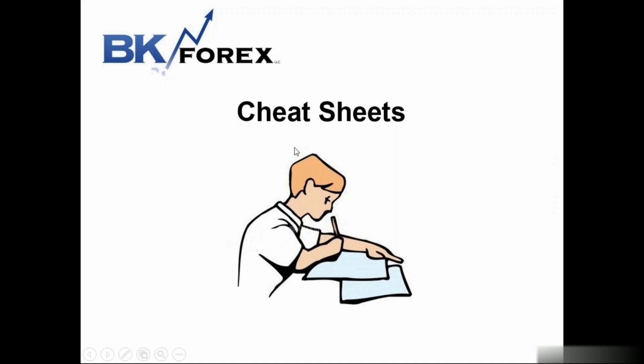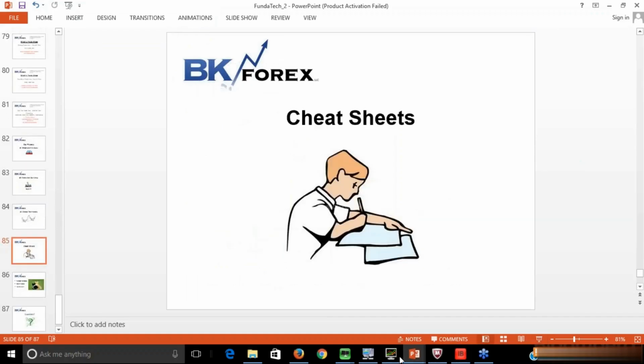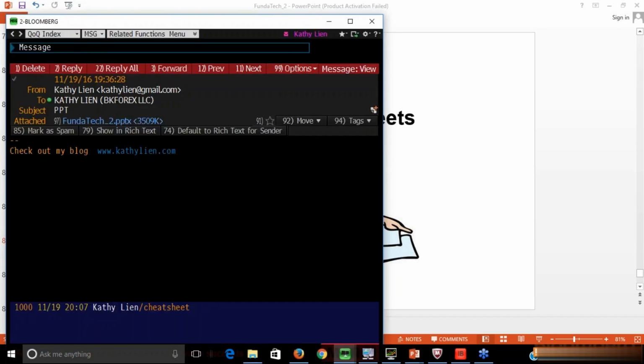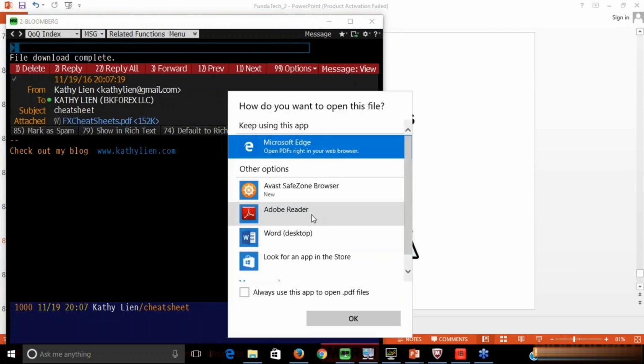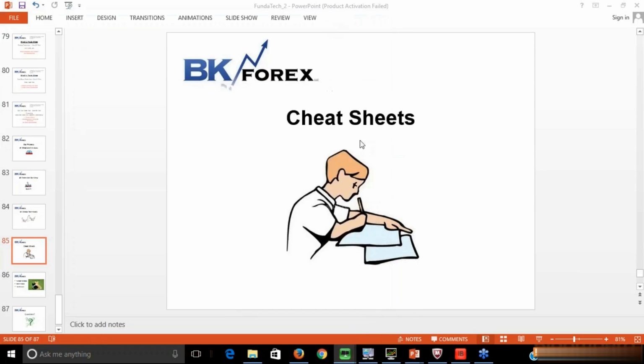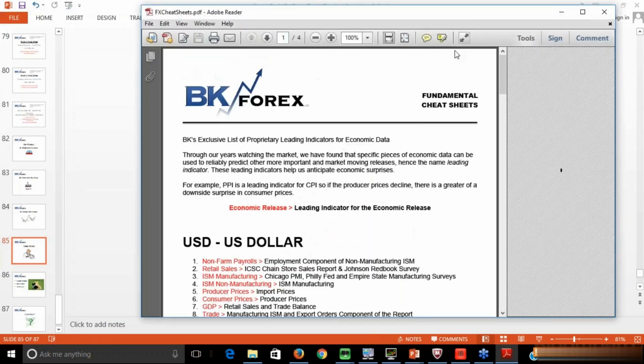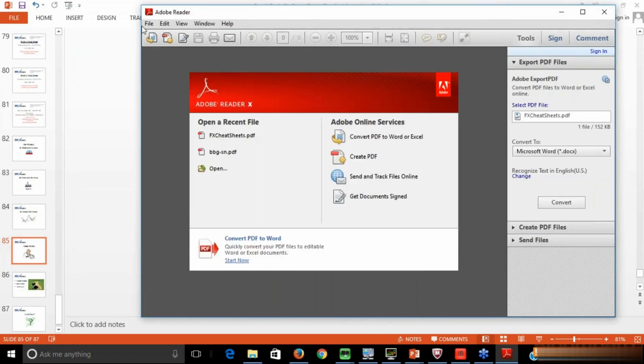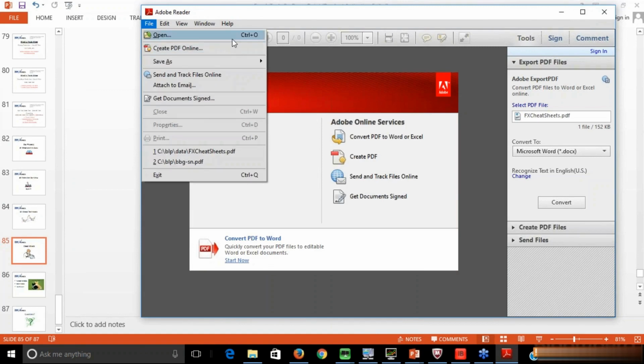So now I want to take a look at the cheat sheets and run through them with you quickly so you understand what you're going to be getting. I sent this to myself over Bloomberg. These cheat sheets will be loaded up right underneath the video when the recording's sent out. And basically, I just closed it by accident.